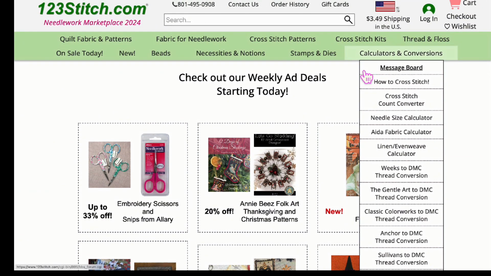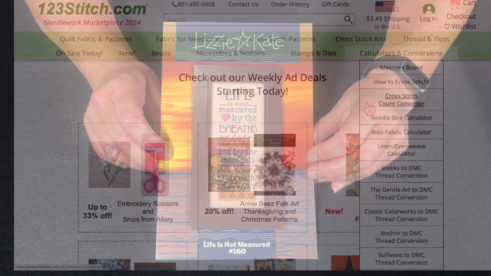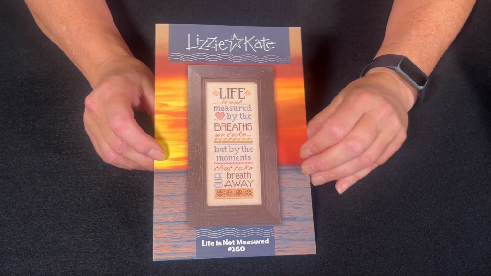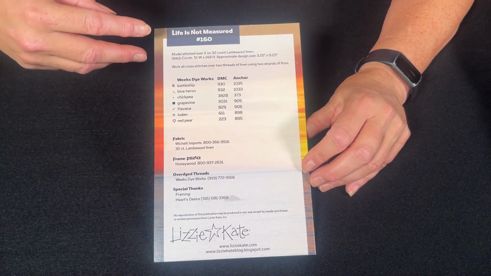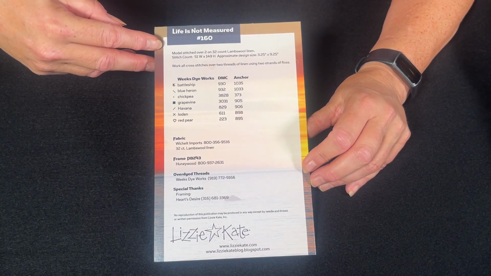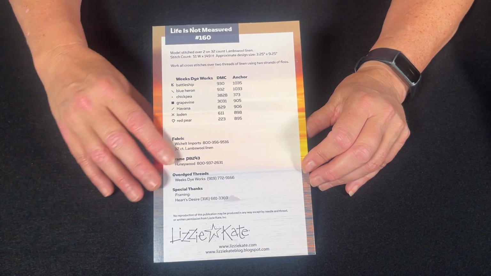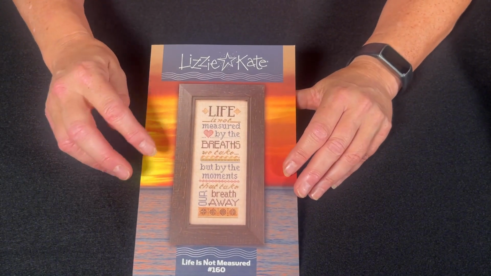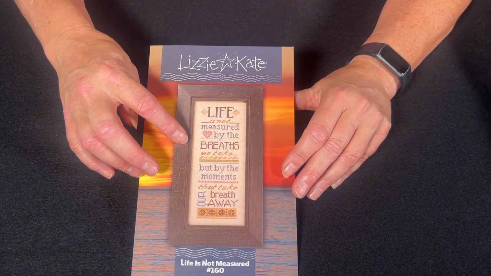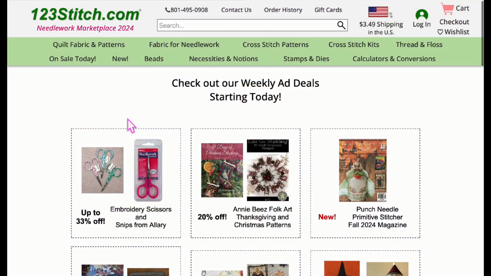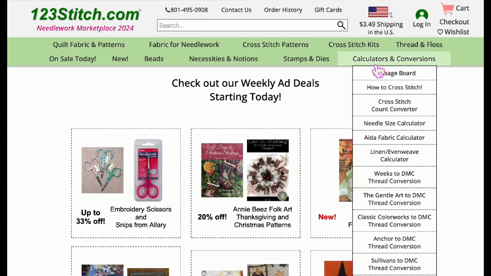Today, we're going to concentrate on the linen evenweave calculator, the Aida fabric calculator, the needle size calculator, and the cross-stitch count converter. To demonstrate how the calculators work, I'm going to use this pattern, Life is Not Measured by Lizzie Kate. If we look on the back of the pattern, we can see that the model was stitched over 2 threads on 32 count lambswool linen. The stitch count is listed as 51 wide by 149 high. What that means is that at its widest point, the pattern is 51 stitches across, and at its tallest point, it's 149 stitches high.